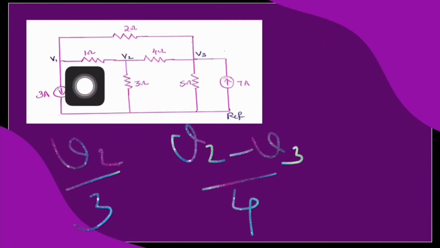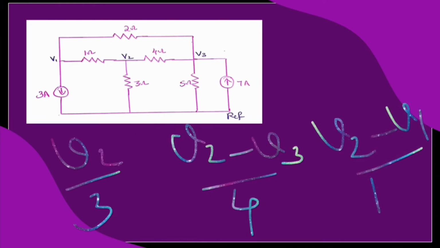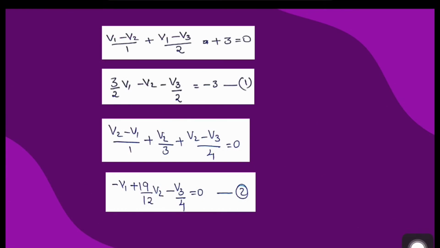Finally, one end of this 1 ohm is at potential V2 and other end is at potential V1. Correspondingly, the current through this 1 ohm from node V2 to V1 can be written as V2 minus V1 by 1. Alright? At this node, we have 3 unknown outgoing currents. So we can write V2 by 3 plus V2 minus V3 by 4 plus V2 minus V1 by 1 is equal to 0.